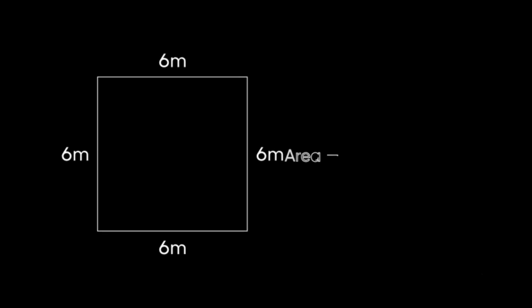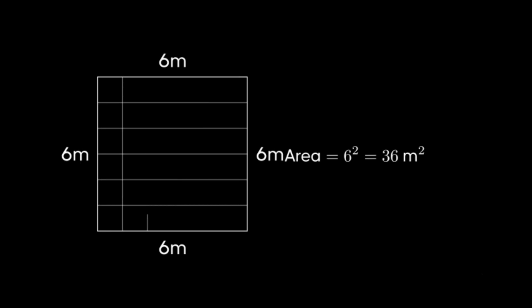To find the area of this square floor, we use the formula, area equals side length squared. For our 6-meter square, we calculate 6 squared, which equals 36 square meters. But what does 36 square meters actually look like?